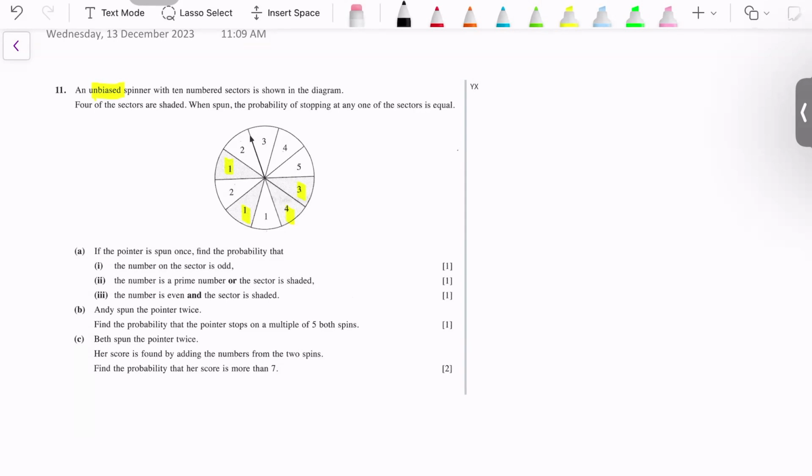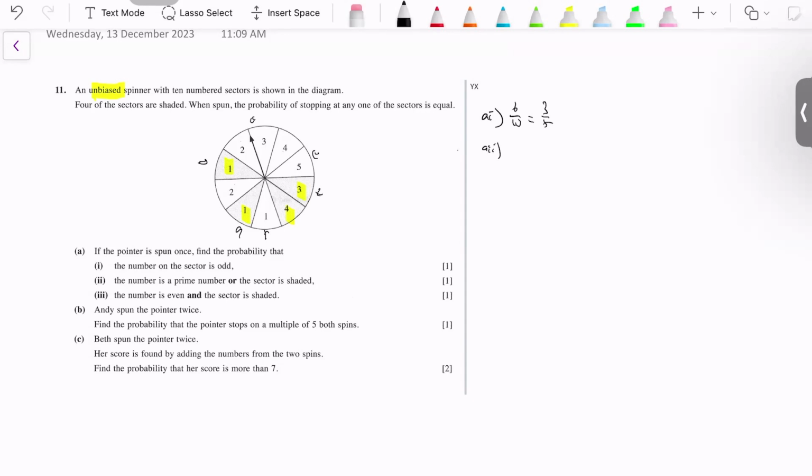It says if the pointer is spun once, find the probability that the number on the sector is odd. In this case, we just need an odd number: 1, 3, 5, 3, 1, 1. There are a total of 10 numbers, and out of these 10 numbers, six of them are odd. So basically, 6 out of 10, in simplest form, gives us 3/5.